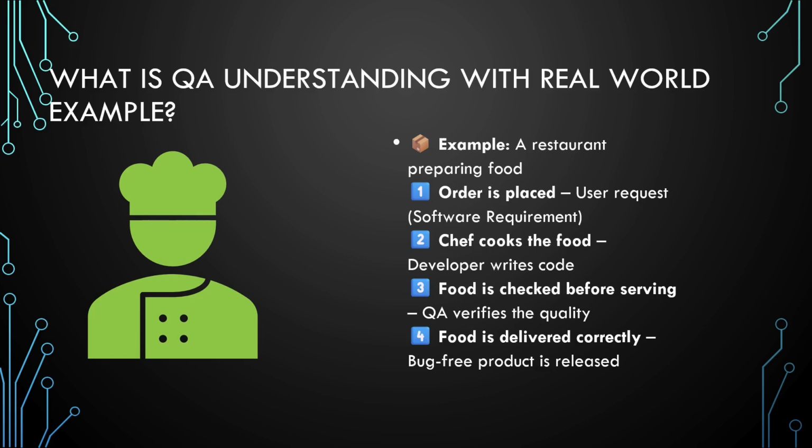Imagine you visit a restaurant. You ordered a pizza, but the chef forgets to add cheese. Now, if a quality checker or QA verifies the food before serving, mistakes can be caught before reaching the customer. Similarly, in software development, a QA ensures that the application works as expected before it reaches the users. So they make a quality check before anything reaches the end users. So with this real life example, you can relate what the work of a QA is.